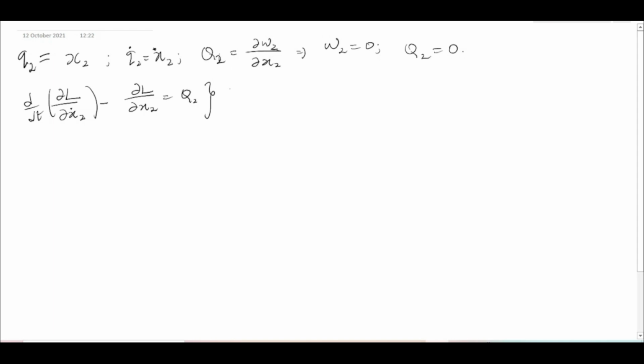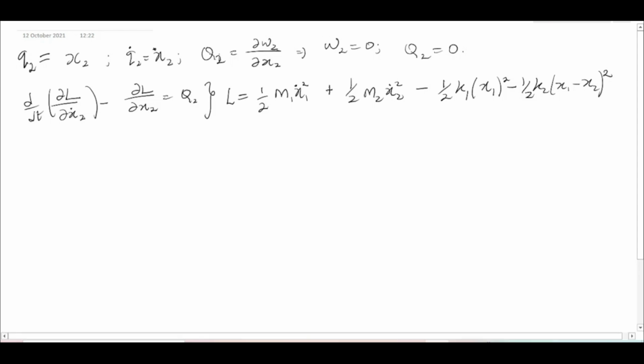We've already derived our Lagrange formulation L earlier to be T minus V, which is half m1 x1 dot squared, plus half m2 x2 dot squared, minus half k1 x1 squared, minus half k2 (x1 minus x2) squared.